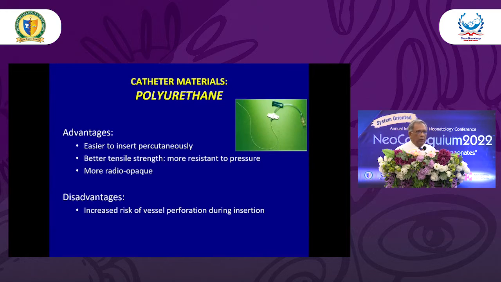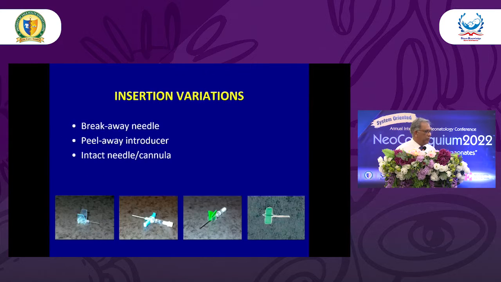Second type of long line is made of polyurethane. The advantages are, because of being a little stiffer than silicone, it is easier to insert. It doesn't bend as easily as silicone, and it has a better tensile strength and is more resistant to pressure as compared to silicone, and is more radiopaque. But the disadvantage is, because it is a little bit more stiff, there are higher chances of rupture of a vessel.